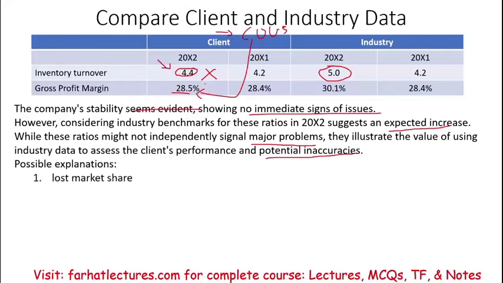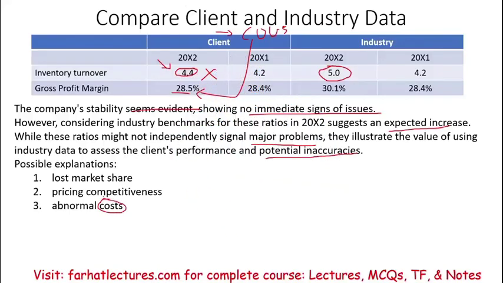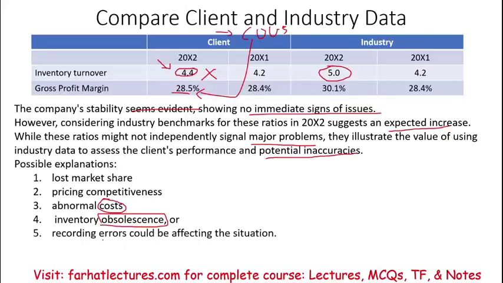I don't know. Possible explanation could be we are losing market share. That's possible. We're not being competitive anymore. Or there's pricing competitiveness. They're doing way better than us. We're still raising our prices and we're not selling, and no one is buying from us. Or our cost goes up, abnormal costs. Suddenly we have some abnormal cost. Maybe the machines break down and we had to have a major abnormal cost. It was part of cost of goods sold. Or it could be inventory obsolescence. Our inventory is going bad. We're not selling certain inventory. Or it could be recording errors, as I told you, that could be affecting the situation. It could be any of those.